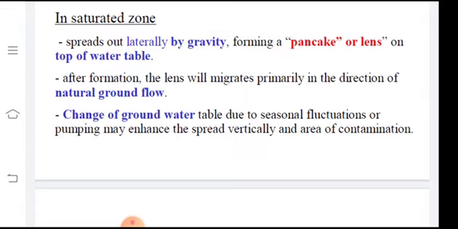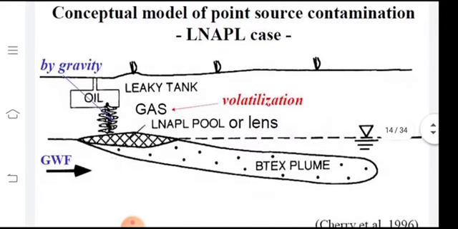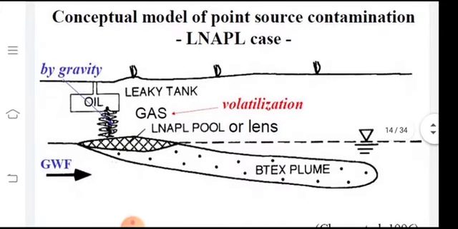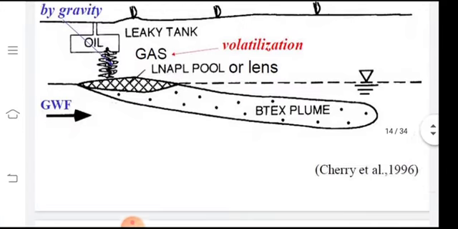So lateral movement can be observed in the groundwater as well. While in the previous case you observed that the majority was settling down into the bottom where there was an impervious layer. So this is the difference between the two. And this is the pictorial demonstration, in which you can see a pool or lens formed at the top of the groundwater level, water table level, and some of the contaminant, some of the NAPLs, are moving along with the groundwater flow.